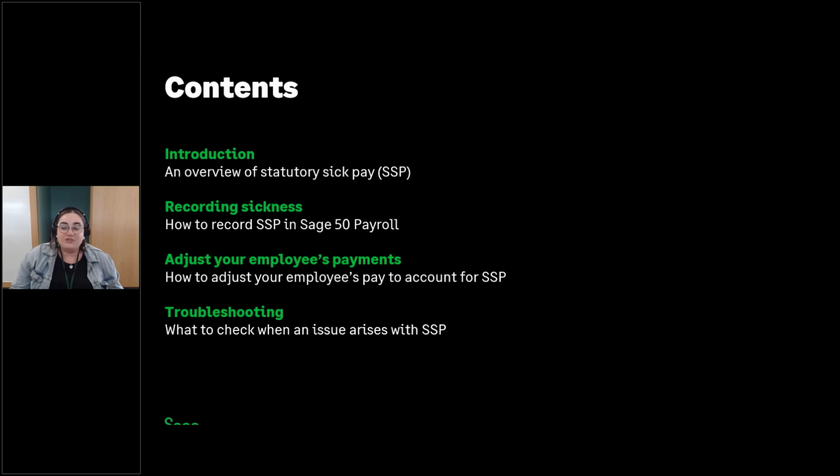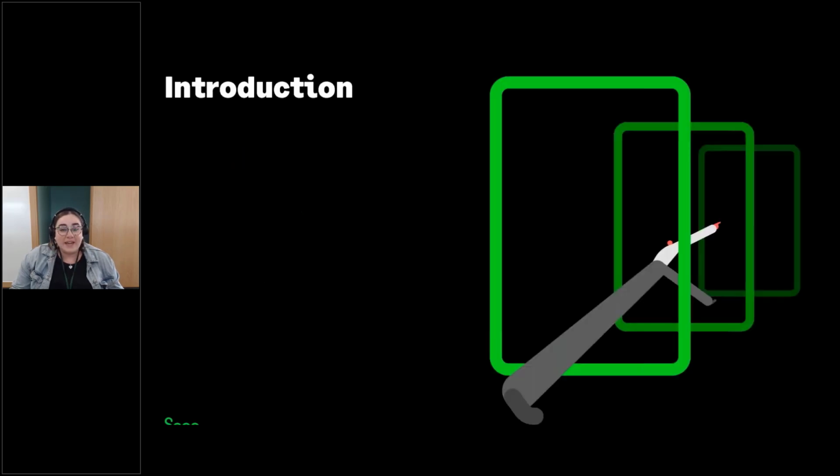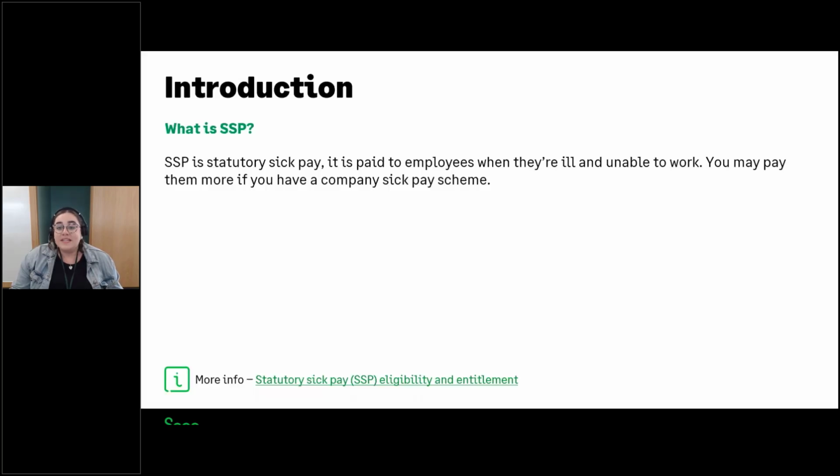But beginning with that introduction, you will hear me say SSP quite a lot today. So SSP just stands for statutory sick pay. And this is the minimum amount that you should be paying to qualifying employees when they're off sick. So it's going to be paid to employees when they're ill, when they're unable to come to work. But you might pay them a little bit more if you do have a company sick pay scheme, which is something that we'll loop back to a bit later.